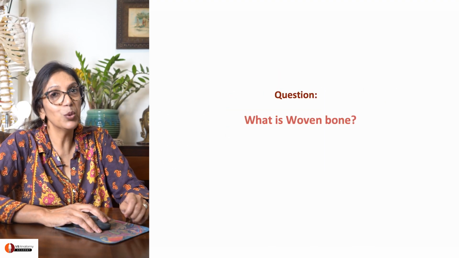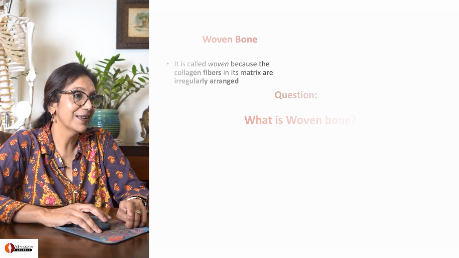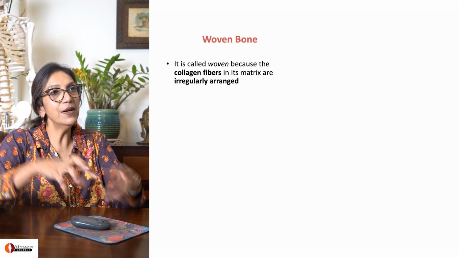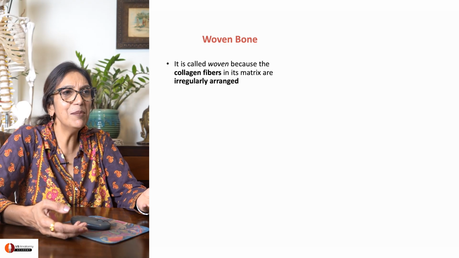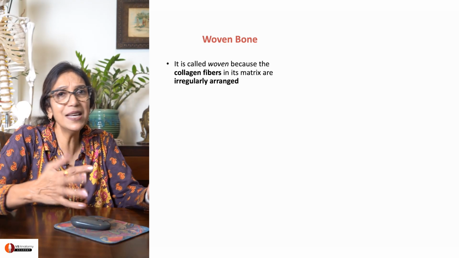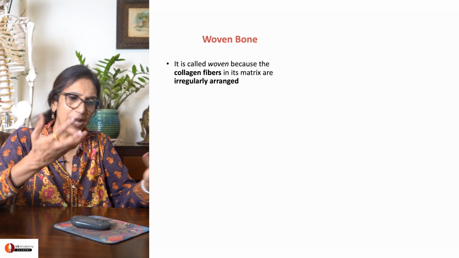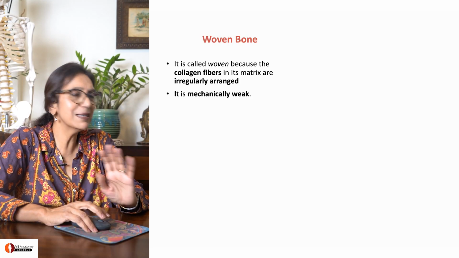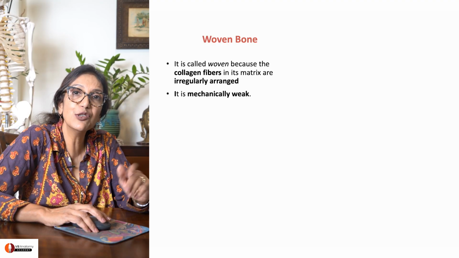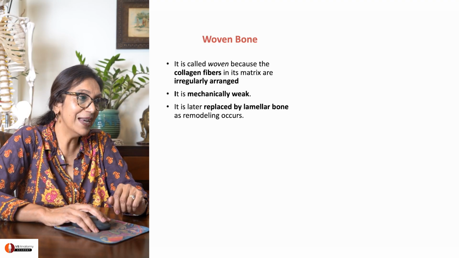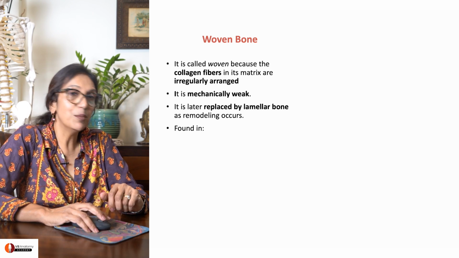What is woven bone? Question. Interesting, often asked, important. Right. So whenever a new bone is laid down, it's called woven bone. Why? Because it looks very rough. It's not the beautiful smooth bone that you see. It's quite rough. Collagen fibers are irregular. Everything is a mess. But it's there. It's not even mechanically strong. It's weak bone. Right? Slowly with time, it will be replaced by lamellar bone.